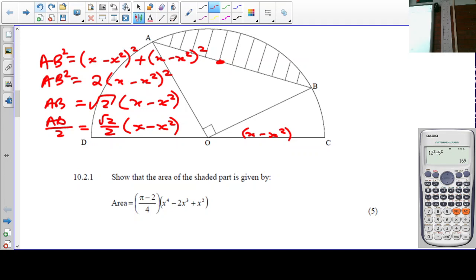It's not the same. So this length from there to there has to be the same from there to there. Yeah. No, can't be. So there's going to be pi r squared. Let me just check.